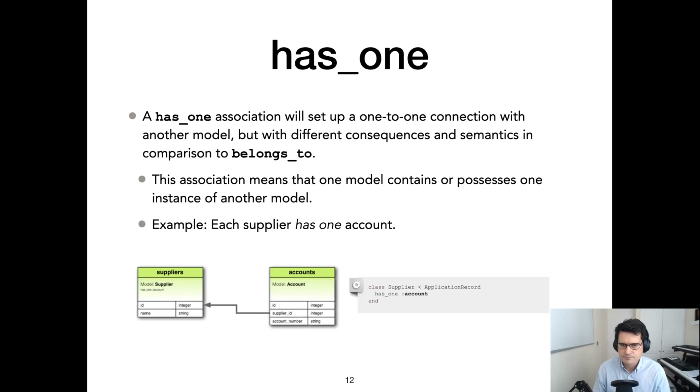Okay. Then we've got the has_one association, which is also a one-to-one association, but means that the declaring object contains the other object. In this case, we've got suppliers and we've got accounts. So a supplier will have one account, and that makes total sense, right? We can even specify a bidirectional association so that a supplier has one account and an account will belong to a supplier.